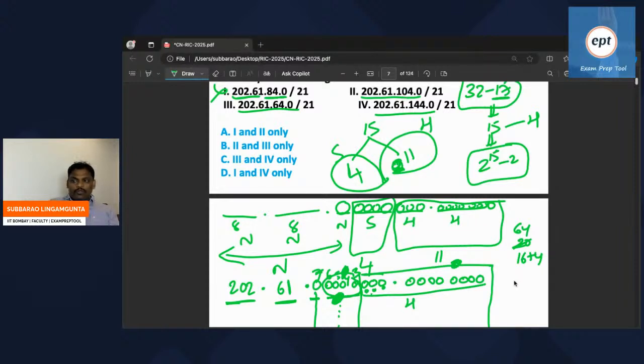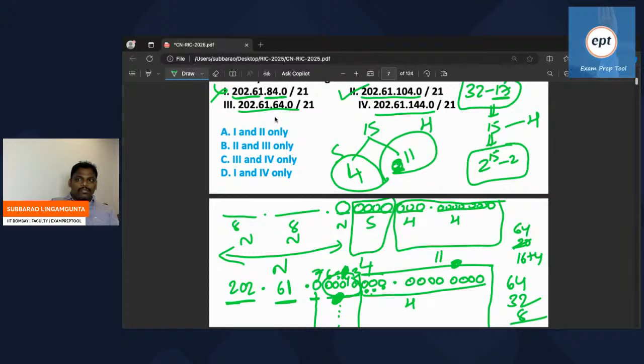Is 104 possible? 104 means 64, remaining 40 required, 32. I want 104: 64, 32, that's going to be 96. Next to 96, 8. I think it is possible. 64 possible, 2 power 5 is 32 possible, 2 cube 8 also possible. I think it is possible. Let's go to the third one.